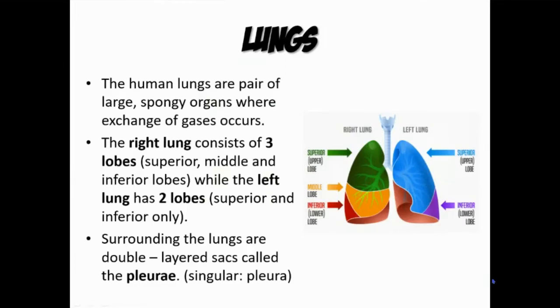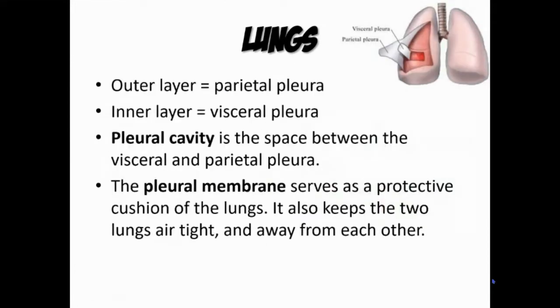Okay. So, next slide. So, sa lungs, meron tayong 2 layer, which are the outer layer at inner layer. So kapag sinabi nating outer layer, ito yung parietal pleura. Nakikita natin yung balat niya, ayan. And then yung inner layer, ito yung visceral pleura. So yung pleural cavity is the space between the visceral and then parietal pleura. So the pleural membrane serves as the protective cushion of the lungs. So it also keeps the 2 lungs airtight and away from each other. Nakikita niyo naman yung boundary ng pleural membrane in that part.